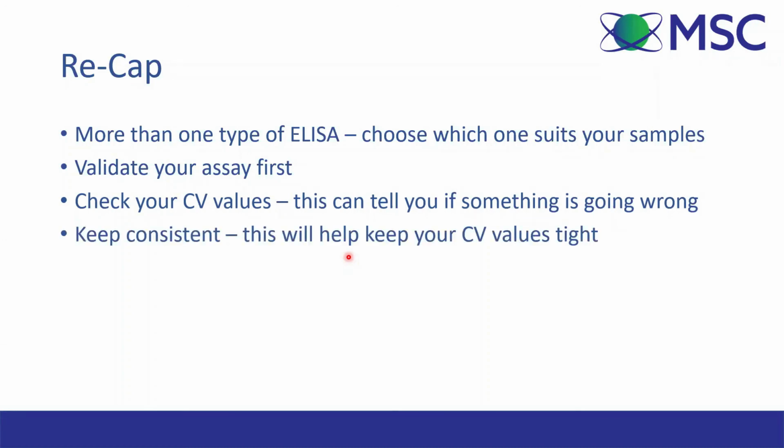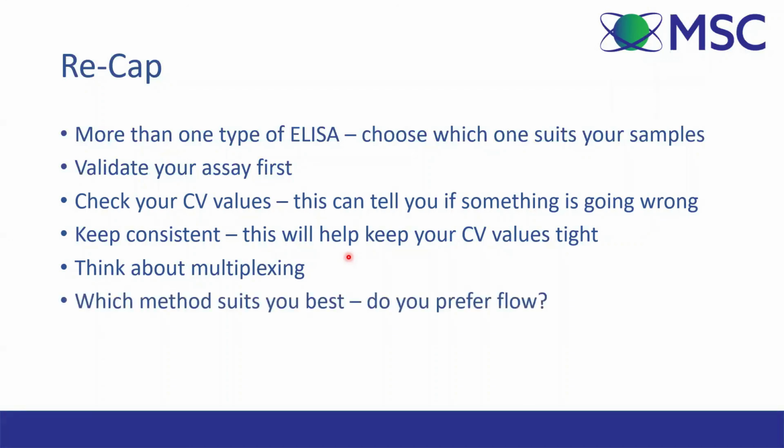Keep consistent. It sounds really simple to do, but it's actually probably very hard to do in practice. But this will keep your CV values tight, and it means you don't have to keep repeating yourself. Think about multiplexing. If you are looking at multiple targets, it might be something you want to think about. Even if you're only looking at 3 or 5 plex, maybe ELISA GeniePlex is something that might be worthwhile thinking about.